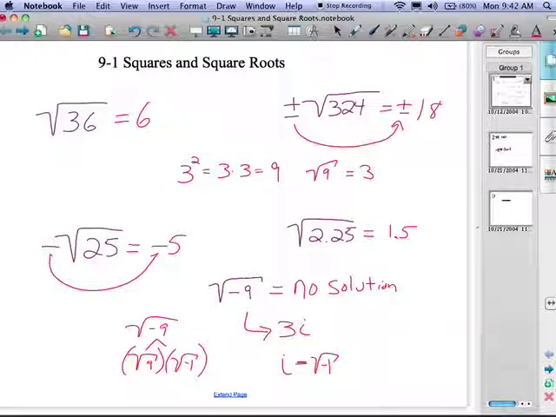I believe you'll be given a problem or two where you have the square root of a negative number. And just be aware that you can take the square root of the positive and add an i on the end of it, or write no solution. It's entirely up to you.